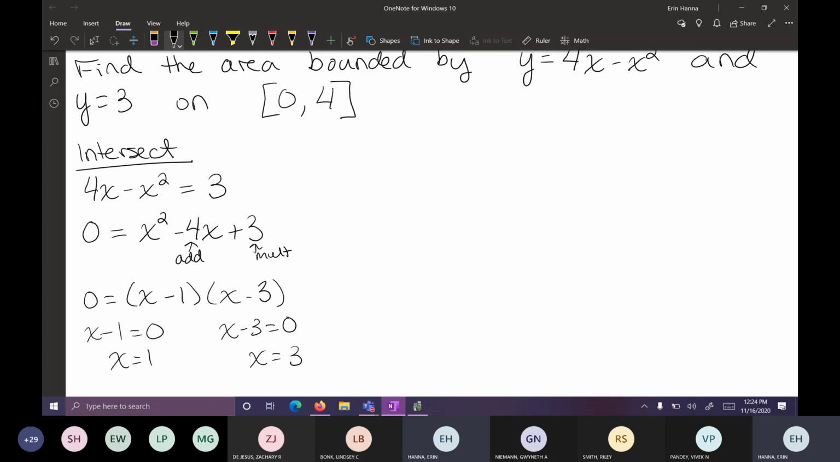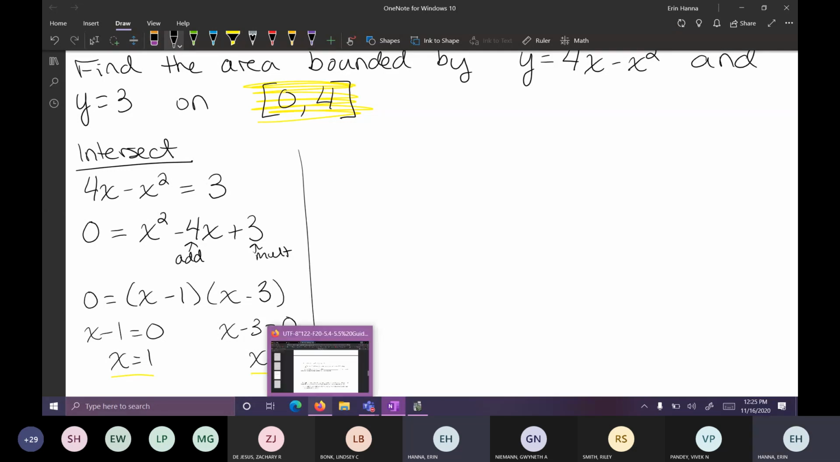So, notice that both of those numbers are inside of the interval we're working over, 0 to 4. Remember, if they're not, you just don't care about them. But since they're both inside of the interval, 0 to 4, we're going to have to break it up. This is what I meant by this has more pieces than usual that we've done before, because usually we would just split it up into two pieces. But this is actually going to split up into three pieces, because we need to split it up at 1 and at 3.